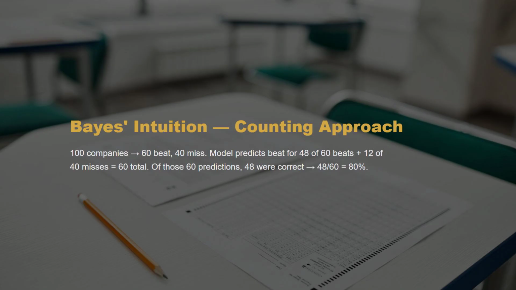That is Bayes' theorem. It is just counting in disguise. You are figuring out what fraction of the model's positive predictions are true positives. Every Bayes problem can be solved by imagining 100 or 1,000 cases and counting. If the formula confuses you, use the counting approach.